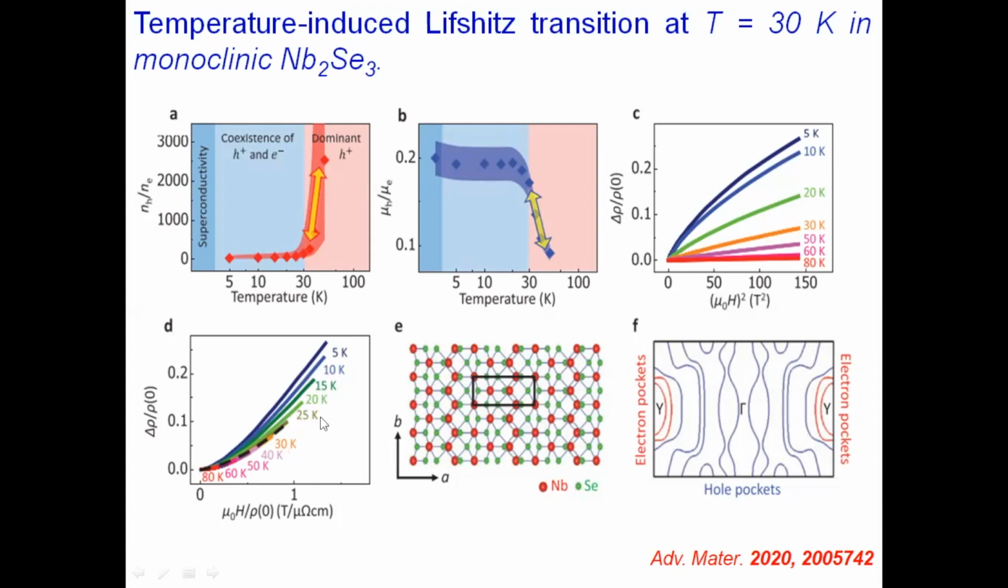Okay. Now you see delta rho by rho zero, the very same thing. Instead of the quadratic dependence on magnetic field, this is nothing but mu0H by rho zero, and 1 over rho zero is nothing but the relaxation time. So mu0H into tau, or mu0H by rho zero. You see, at 30K and above, they all fall over one another. But below 30K, you see they are not falling over one another.